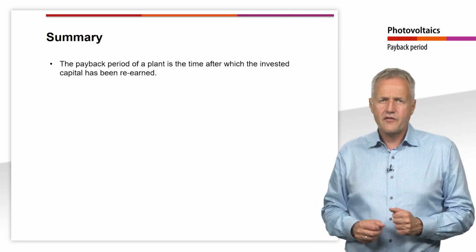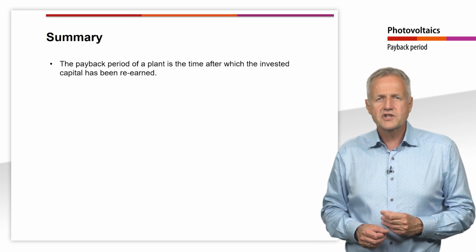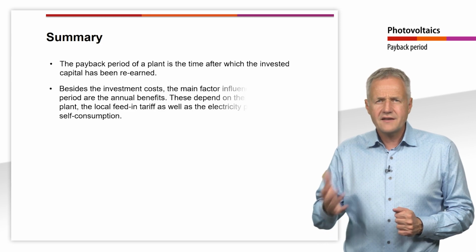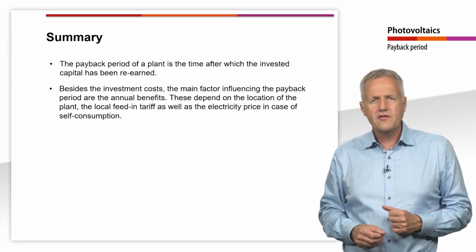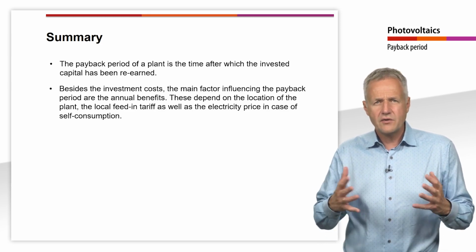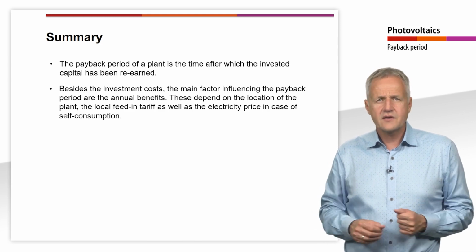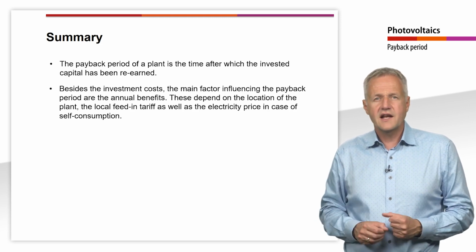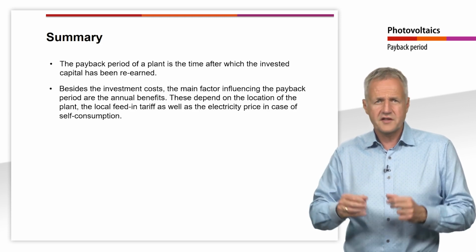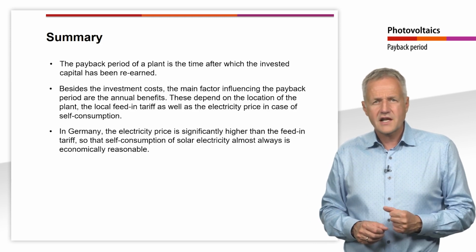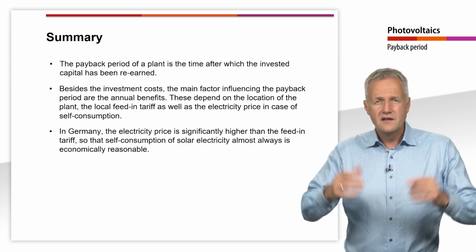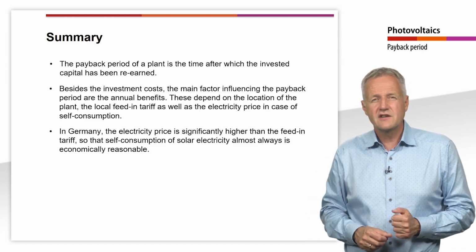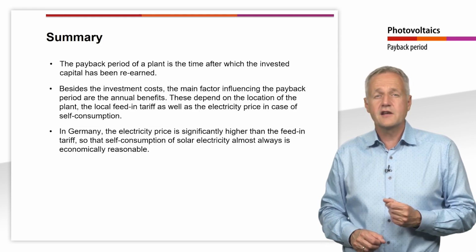Let's summarize this teaching unit. The payback period of a plant is the time after which the invested capital has been re-earned. Besides the investment costs, the main factor influencing the payback period are the annual benefits. These depend on the location of the plant, the local feed-in tariff, as well as the electricity price in case of self-consumption. In Germany, the electricity price is significantly higher than the feed-in tariff, so that the self-consumption of solar electricity almost always is economically reasonable.